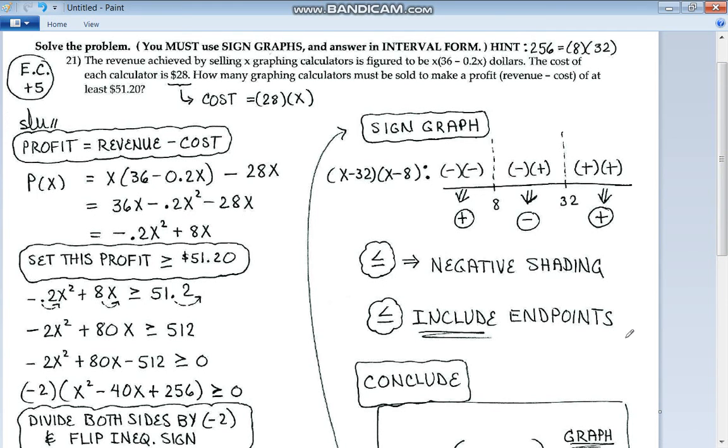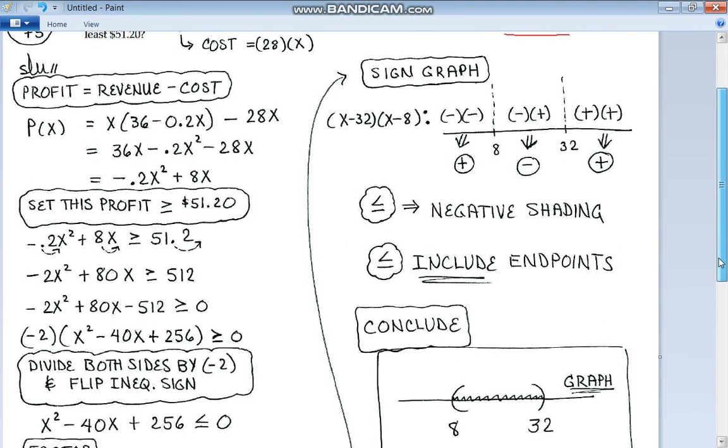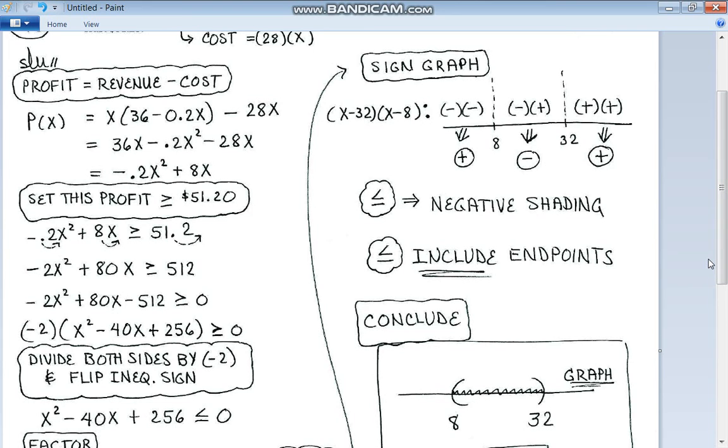Number 21, the revenue achieved by selling x graphing calculators is figured to be x times (36 minus 0.2x) dollars. That's the revenue. The cost of each calculator is $28. Well, if each one costs 28 bucks and you sell x of them, the total cost will be 28 times x. How many graphing calculators must be sold to make a profit? And a profit is defined to be revenue minus cost of at least $51.20.